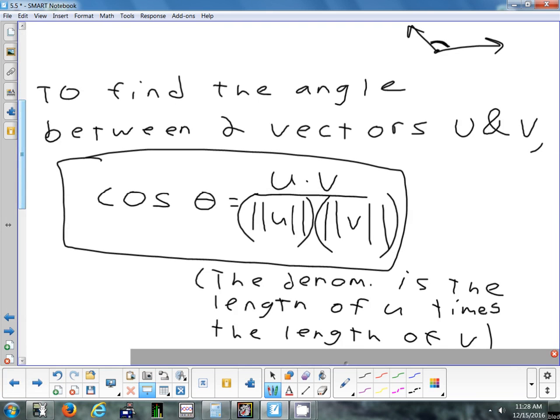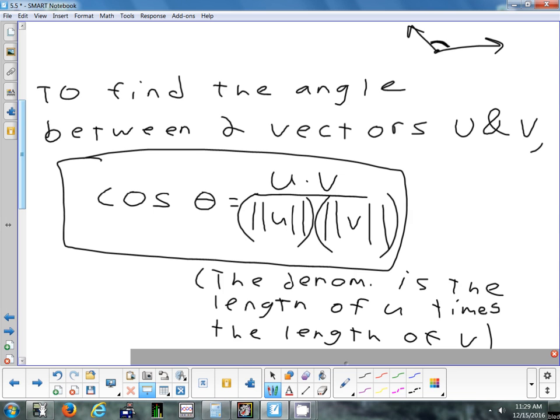So in order to find the angle between two vectors, there are 3 things you've got to figure out. 1, the dot product. 2, the length of your first vector. 3, the length of your second vector. You need all 3 of those values, and then you just fill them in. And we're going to use our calculator to solve for theta.